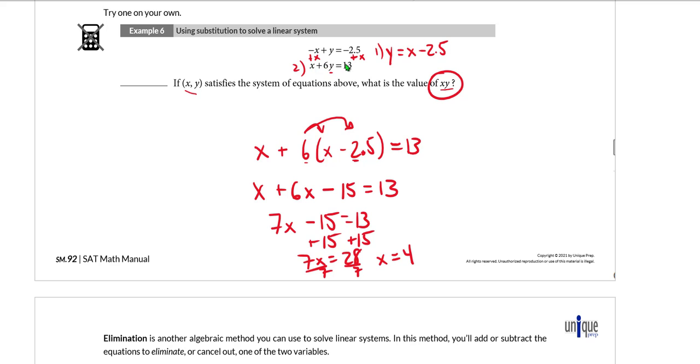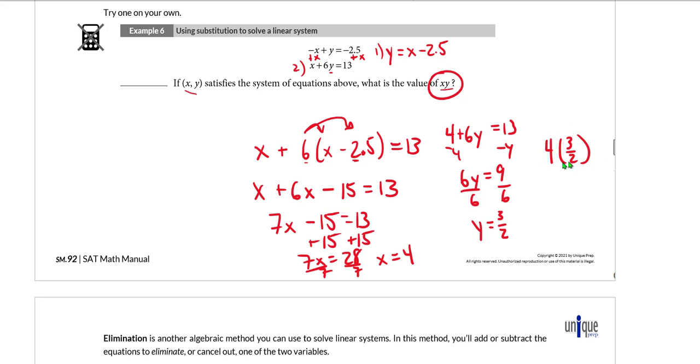I'm going to plug the x value into equation 2, so that is 4 plus 6y equals 13. Subtract the 4, I get 6y equals 9. I divide by 6, I'm going to reduce a little bit. I get y equals 3/2. They are asking me not what x and y are separately, but what their product is. So I do 4 times 3/2. Again, multiple ways to do this calculation, but 4 times 3/2 is going to be 6. That should be the product of x and y, and I am done.